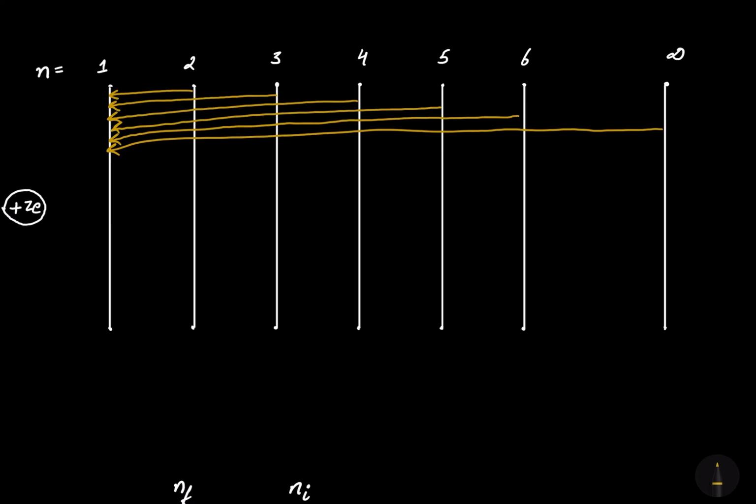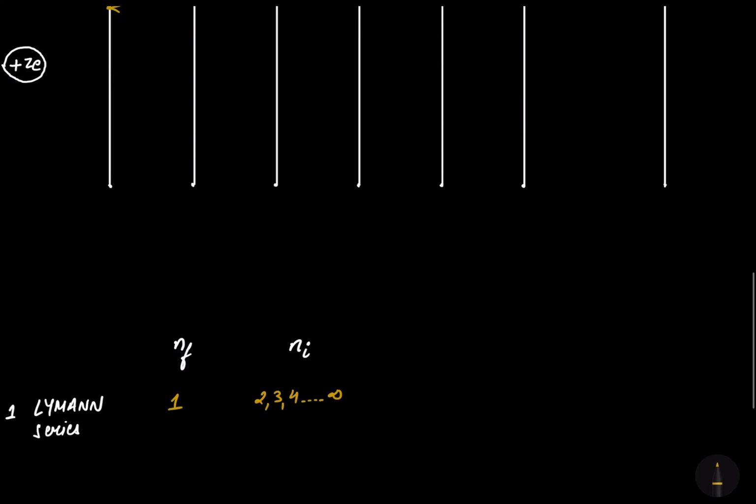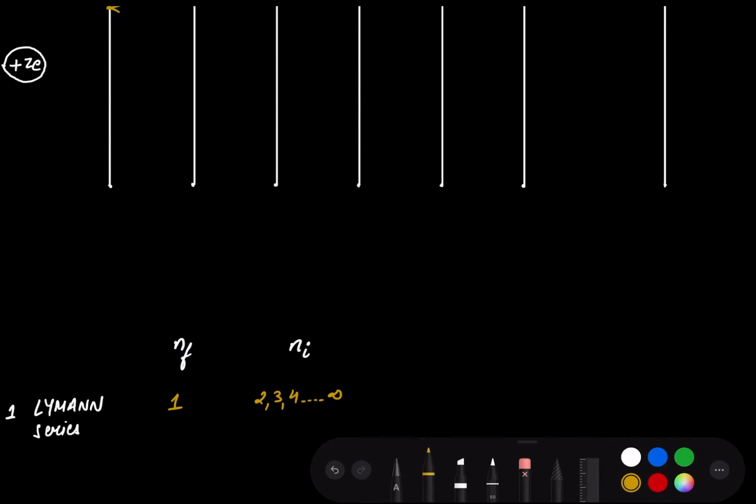So the lines of the spectral series obtained from the photons that have been emitted when an electron makes a transition from any higher stationary state to finally the first orbit or the first stationary state, that group of lines will be termed as the Lyman series. Now let's talk about the first line of the Lyman series.